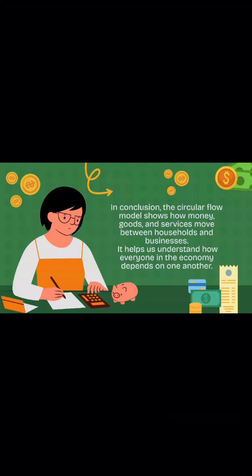People work and earn income. They use that income to buy goods from businesses. Businesses then use that money to pay their workers again. In conclusion, the circular flow model shows how money, goods, and services move between households and businesses. It helps us understand how everyone in the economy depends on one another.